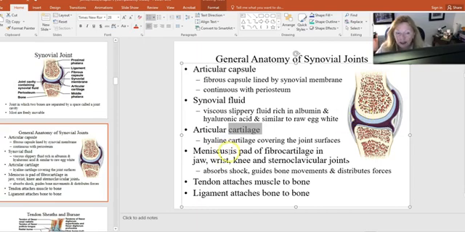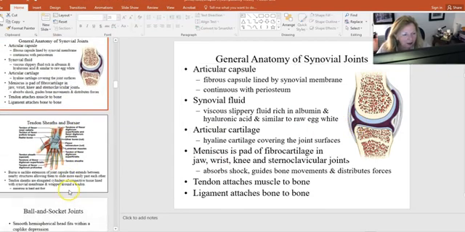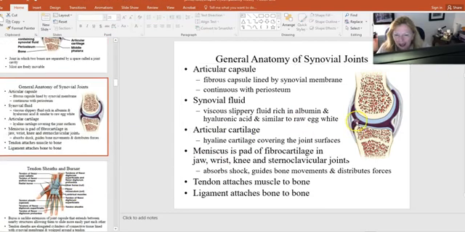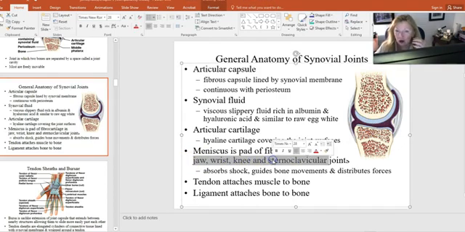Now, in some joints, there are these special extra fibrocartilage pads that you find in the joint. These are called menisci, or meniscus is the singular. These little extra pads are really extra little cushionings that you find. And as you can imagine, they're going to be in joints that have to withstand a ton of pressure. So joints that have a lot of pressure put on them, like your knees. Your jaw is actually one of the most powerful joints in the body.